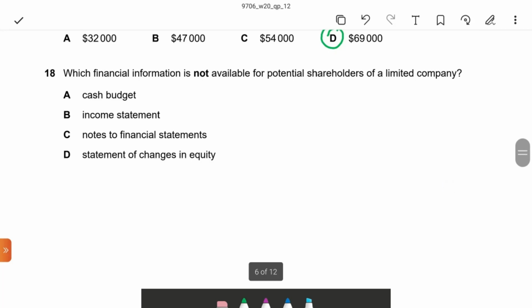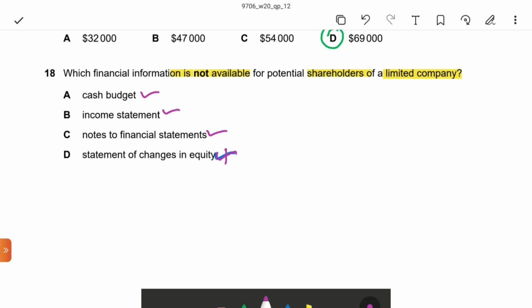Next, question number 18. Which financial information is not available for potential shareholders of a limited company? Potential shareholders of a limited company will get financial information like the income statement and balance sheet. So here the options given are: cash budget, income statement, notes to financial statement, statement of changes in equity. Statement of changes in equity is part of the balance sheet. So this will be available to shareholders.